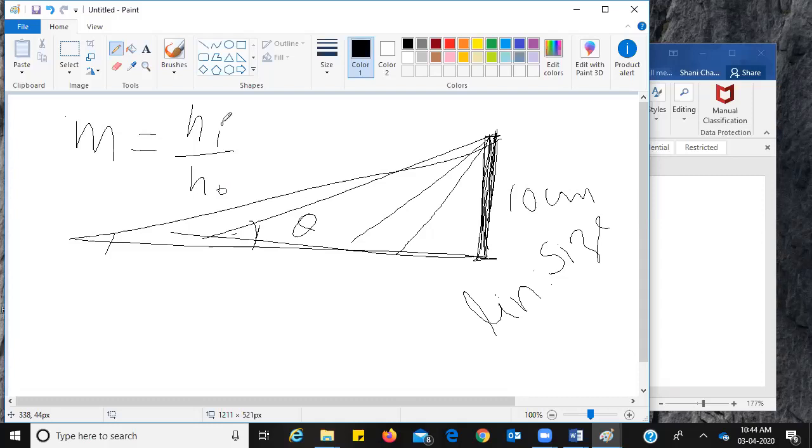The height of the image formed by the instrument, divided by the height of the object. That ratio is the linear size of the image by the linear size of the object, called magnification, or linear magnification.